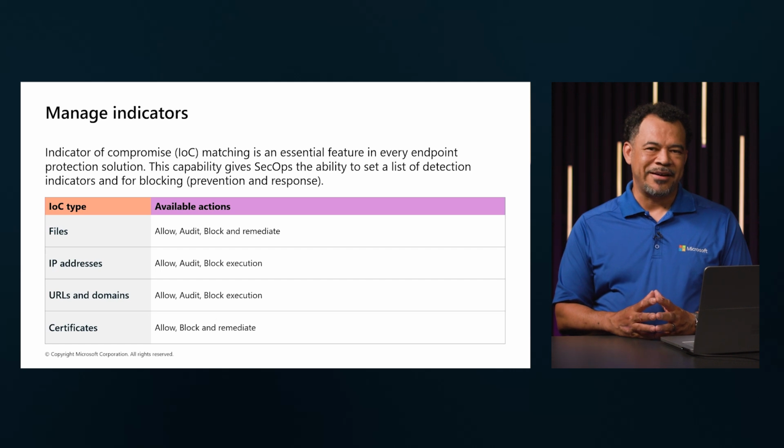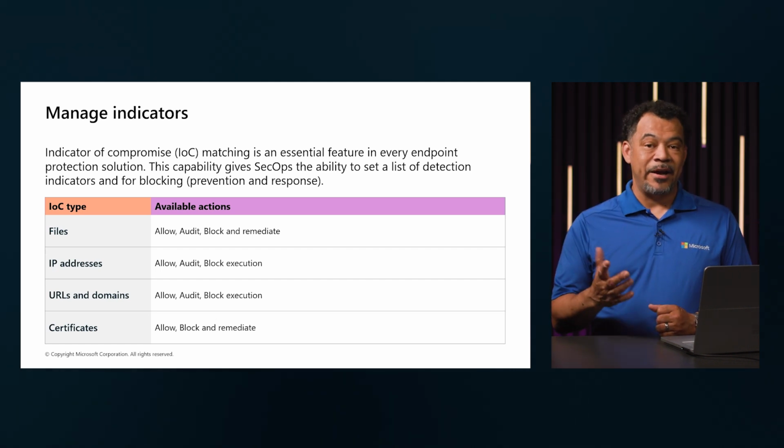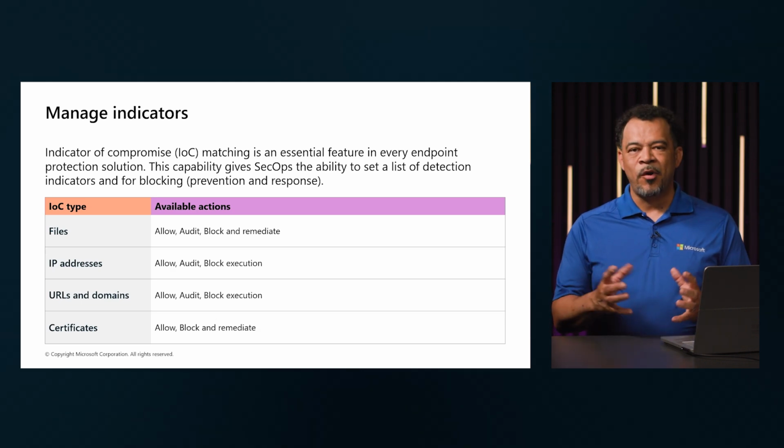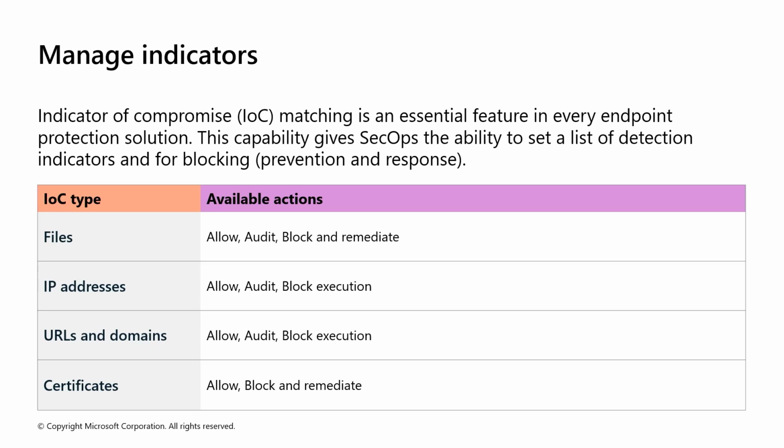Defender XDR gives us a clear view of how we can manage indicators of compromise, or IOCs, within our endpoint protective strategy. These are the signals, things like malicious IP addresses or malicious files or malicious domains that help us detect and respond to threats more effectively.